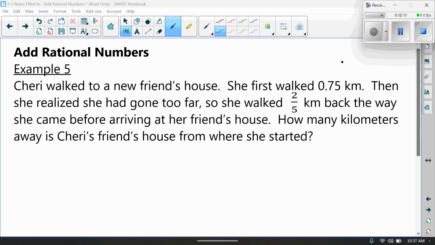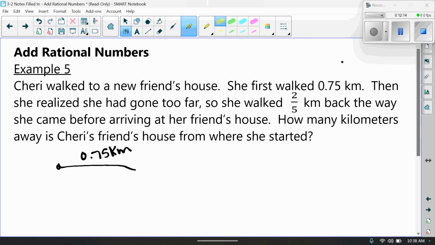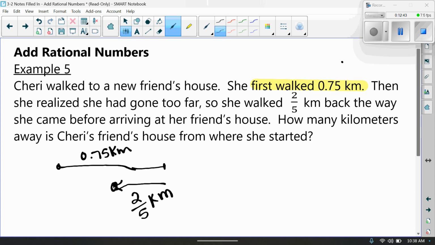Okay. So first she walked 7,500 kilometers, right? Then she said, oopsies, I went the wrong way. I went too far. Then what'd she do? Yeah, then she walked back. So now she's going this way. How far did she go? 2/5 kilometers, right? And this is where her friend lives.